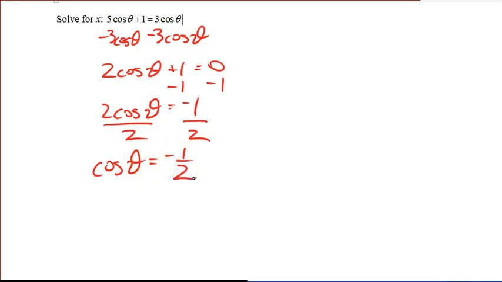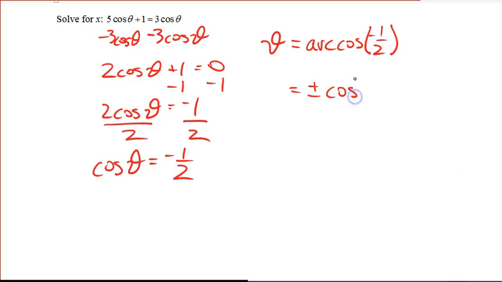So now we just need to find all values of theta that satisfy this equation. Well, we remember that to solve a cosine trig equation, our angle is going to be equal to the arc cosine of the constant side of the equation, in this case negative 1/2. Well, arc cosine, that is just plus or minus the inverse cosine. Remember, inverse cosine is just a single angle plus 2 pi n.